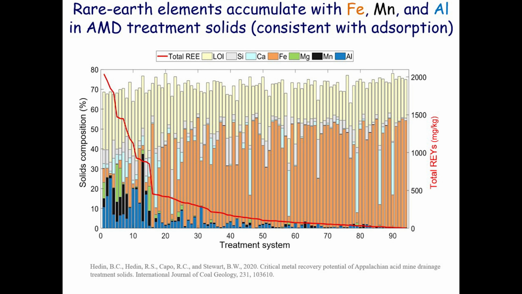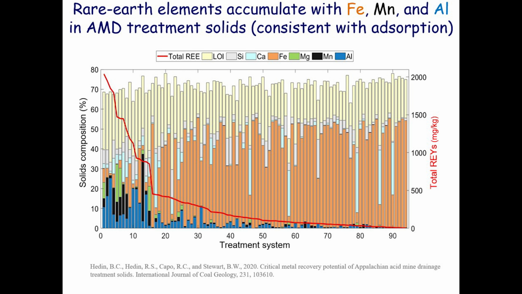And then the other option is potentially adsorption. So in general, the rare earth elements accumulate with the iron, manganese, and aluminum that precipitate as hydrous metal oxides in AMD. So all of you have seen this orange or white or black gunk that tends to accumulate. And as reported by Hedden and others, this is Ben Hedden, and I think Bob might even be a co-author, the rare earth element concentrations generally occur in solids with mixed compositions. So these solids that have iron, manganese, and aluminum, the aluminum's blue, the black is manganese, and the orange is iron, those tend to have the highest concentrations of rare earth elements.